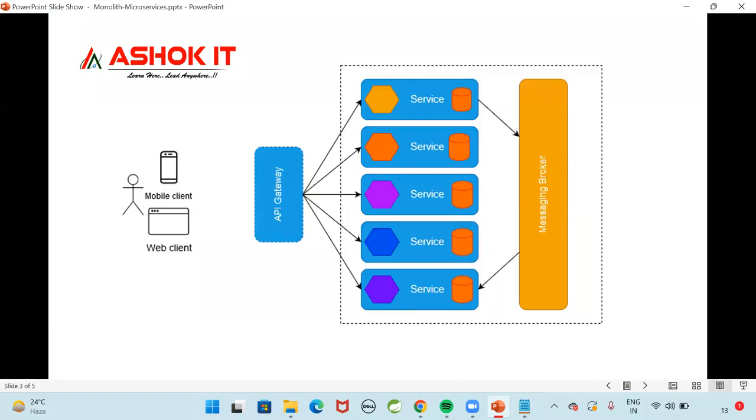Can we use different technologies to develop? Yes or no? Yes. You will have a lot of flexibility when you develop the project by using microservices architecture. Are you clear with this?